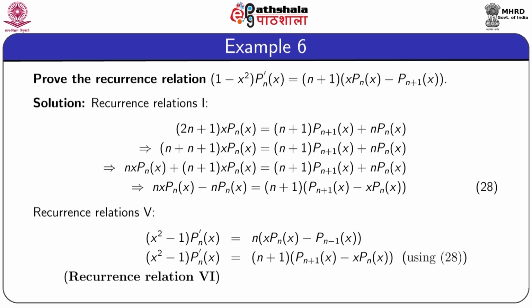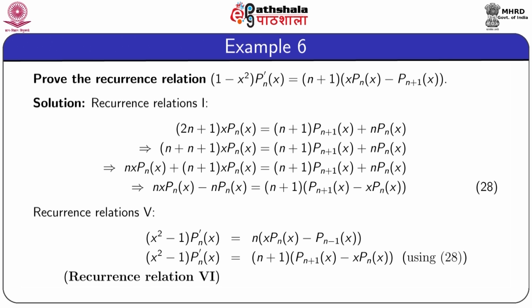Our next recurrence relation is given by example 6, which is (1 minus x square) P dash n is equal to (n plus 1) multiplied by (x P n minus P n plus 1). We start with recurrence relation 1, which says (2n plus 1) x P n is equal to (n plus 1) P n plus 1 plus n P n. Next, we write this 2n as n plus n, and we get the term (n plus 1) x P n is equal to (n plus 1) P n plus 1 plus n P n.